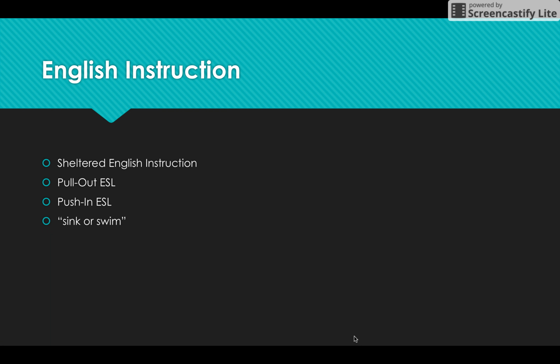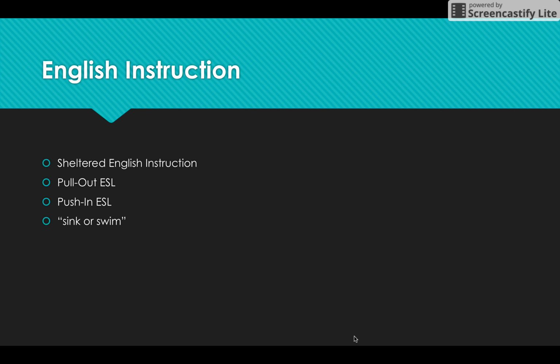When you pull a student out, you are taking them out of their general ed classroom, and they are working with other EL students and the ESOL teacher to learn English. In a push-in ESL program, the ESOL teacher is coming in, working with the general ed teacher, co-planning, co-teaching, providing for students in their classroom and the gen ed content.